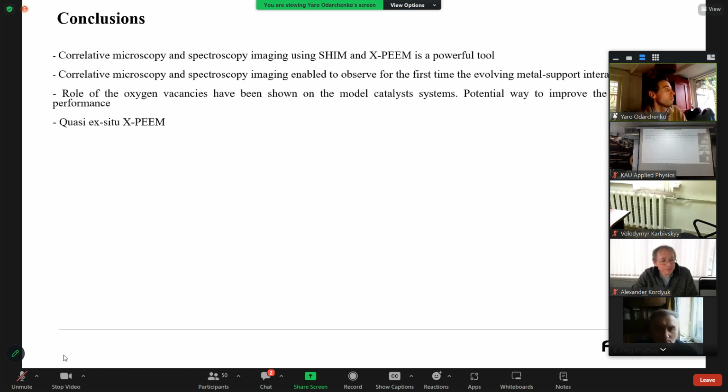Essentially we looked at the role of oxygen vacancies as well and identified a potential way to improve the catalyst performance. And just to show here as well that we have been doing quasi in situ, sorry, not ex situ, in situ experiments, which is also enabling more interesting studies to do.